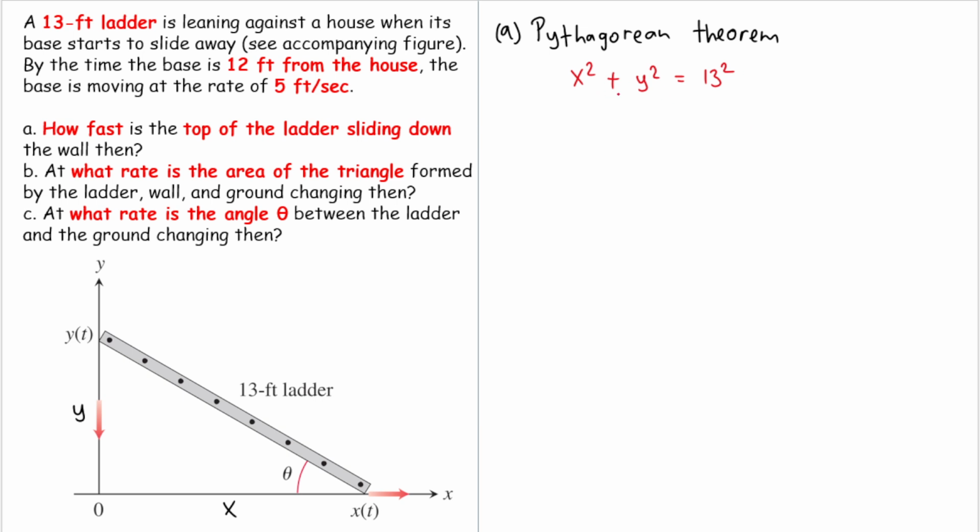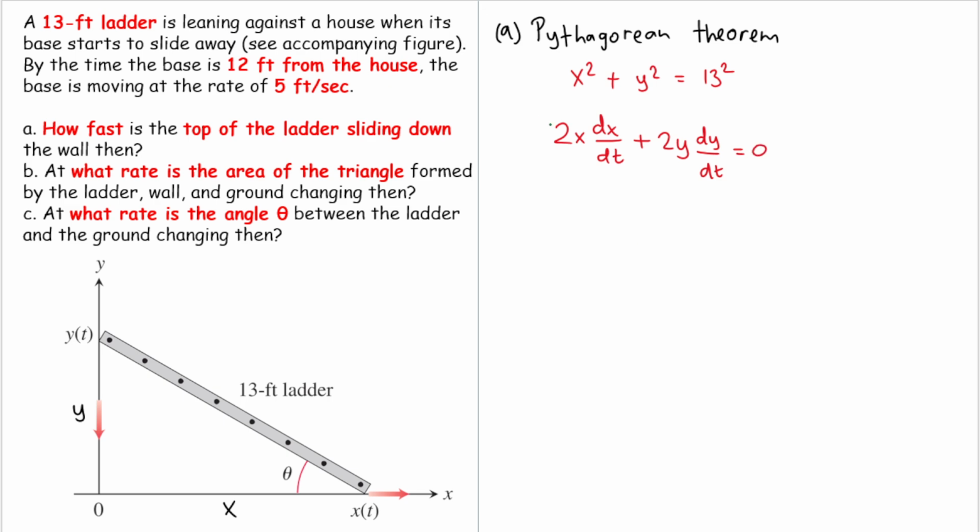We can differentiate both sides with respect to t. So here we can use implicit differentiation. We will have 2x, but this is with respect to x, so we need to multiply it by dx/dt. And then we can also differentiate this, so we will have 2y dy/dt. And that will equal 0, right?